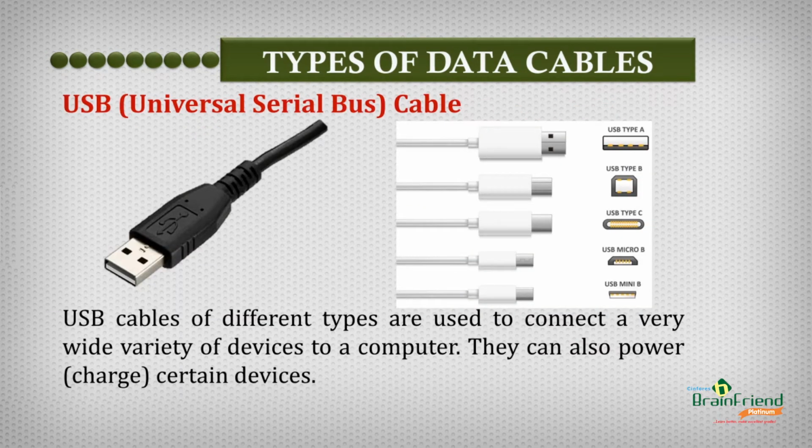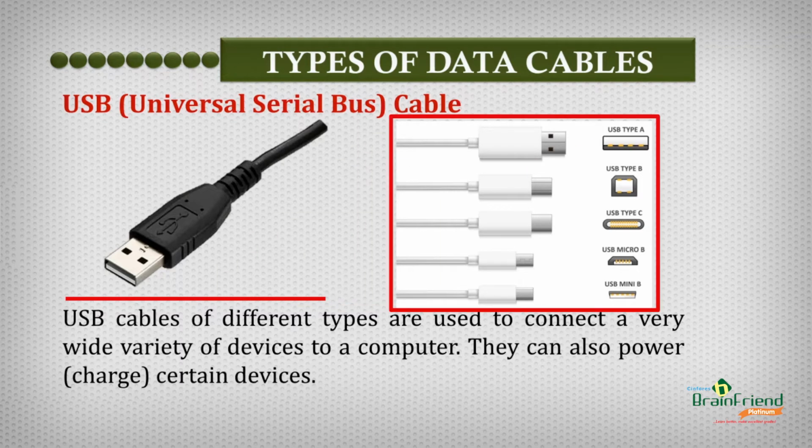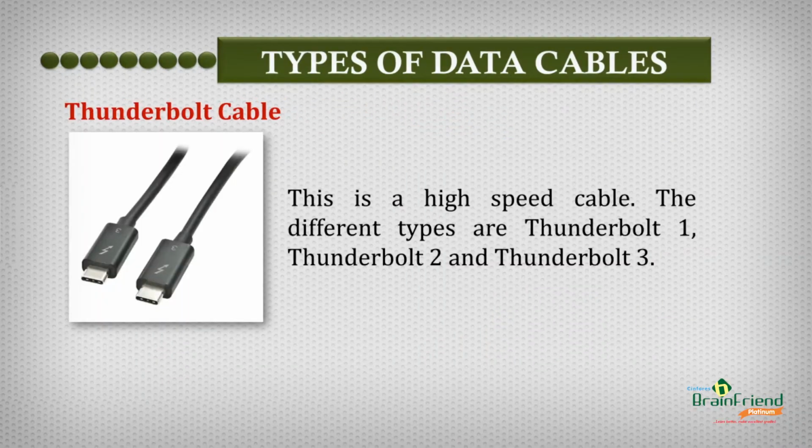And then we also have a very popular cable we all know, which is the USB cable, and it has different types. So we have the type A USB cable, the type B cable, the type C cable, the USB micro B, and the USB mini B. One unique thing about USB cables is that apart from data transfer, they can be used to power certain electronic devices. And finally, we have the Thunderbolt cable, which is a high-speed cable, and it is of three types: the Thunderbolt 1, 2, and 3.